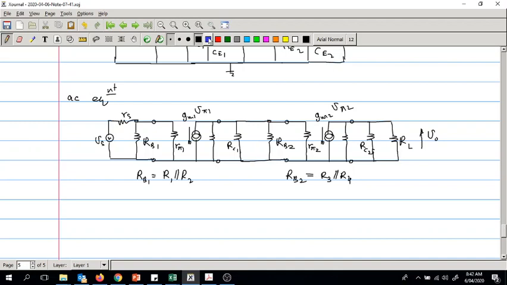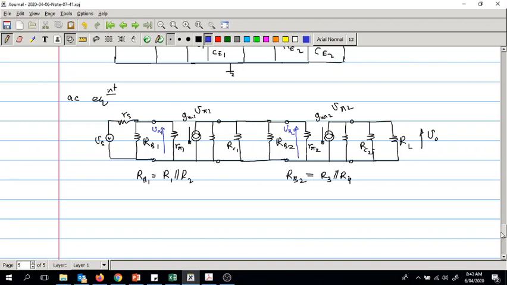Okay, so let's label this stuff. This is V pi 2, intermediate voltages. V pi 2, and this is V pi 1. So V pi 1 and V pi 2 we have labeled.